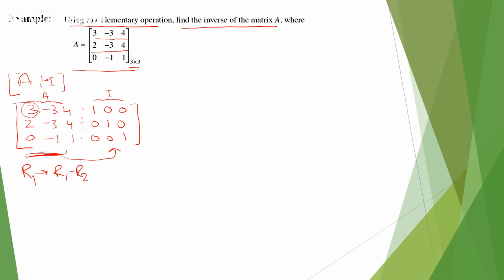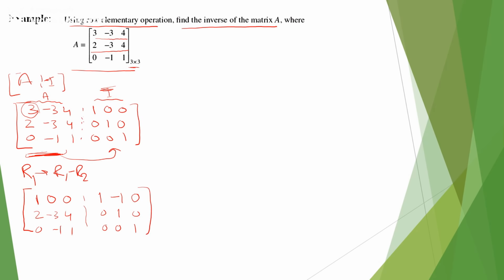If we subtract 3 minus 2, it becomes 1. So the matrix becomes 1, 1, and 3 minus 3 is 0, 4 minus 4 becomes 0, and the same operation we apply on the identity matrix. So 1 minus 0 we get 1, 0 minus 1 we get minus 1, 0 minus 0 we get 0, and the second row is the same because we apply the operation on the first row. So it is as it is: 0 1 0.